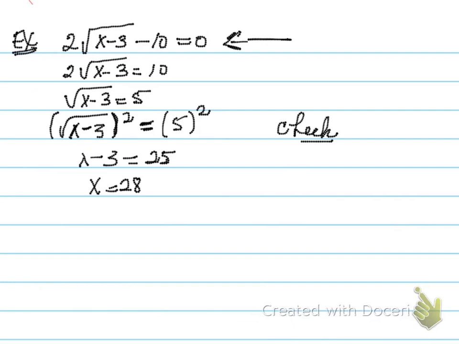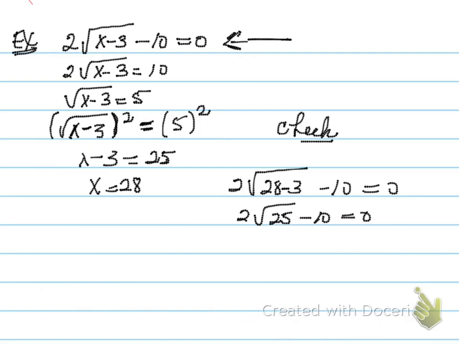All right, we're going to plug it into the original, so you have 2 times the square root of 28 minus 3 minus 10, and we want to know if that equals 0. So 28 minus 3 is 25. Square root of 25 is 5, so 2 times 5 is 10, and 10 minus 10 does equal 0. So this checks out, and we can be certain that x equals 28 is in fact our solution. So it's very quick to check your answers when you're finished.